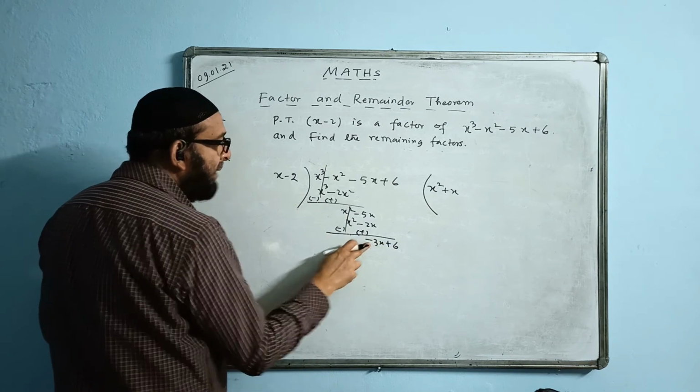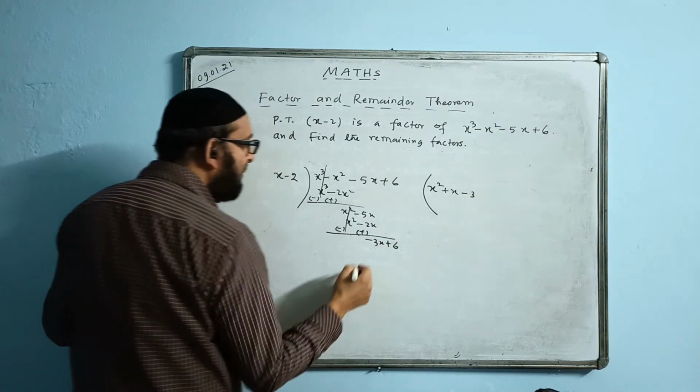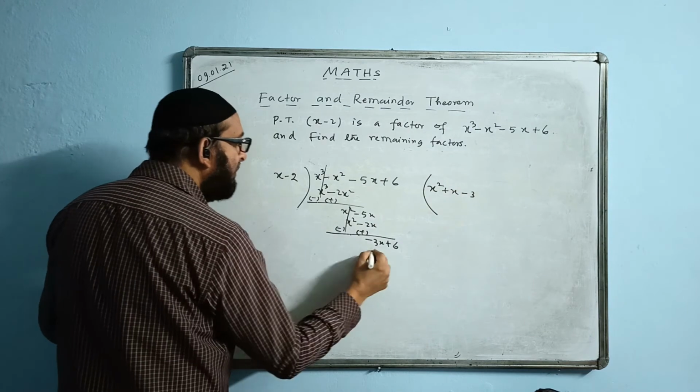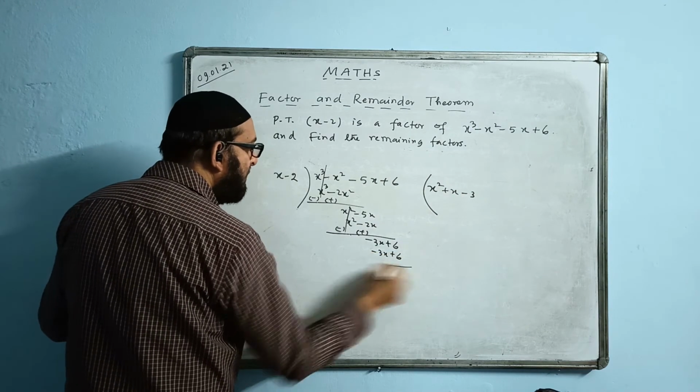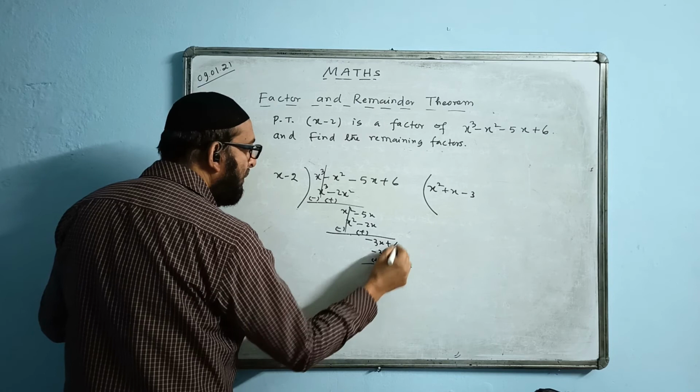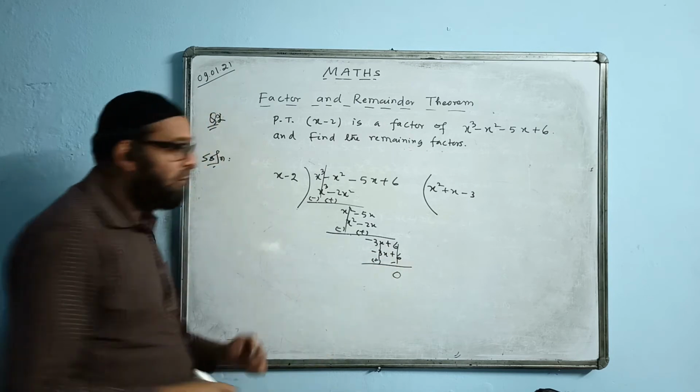x and x is matching, minus 3 units, right? Minus 3 here, multiply, this become minus 3x plus 6. Change the sign, cut, the answer is 0. That's why remainder is 0.